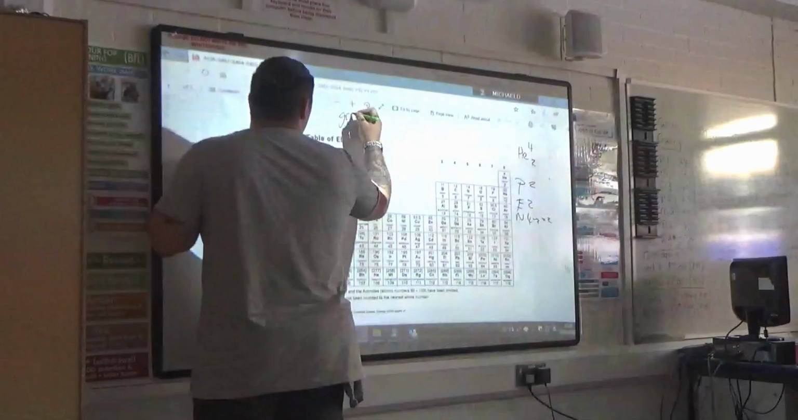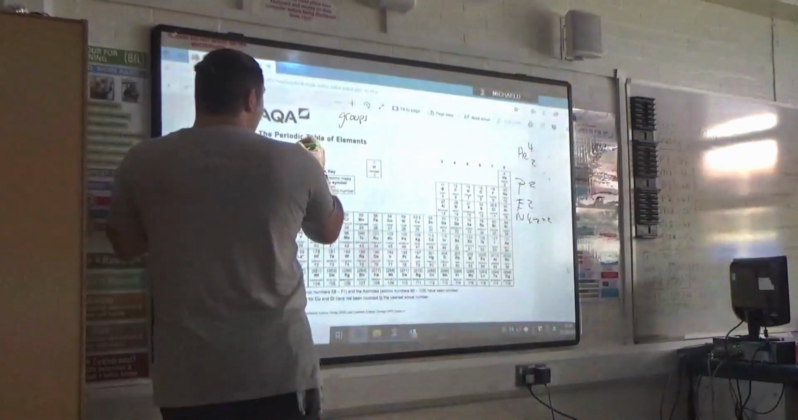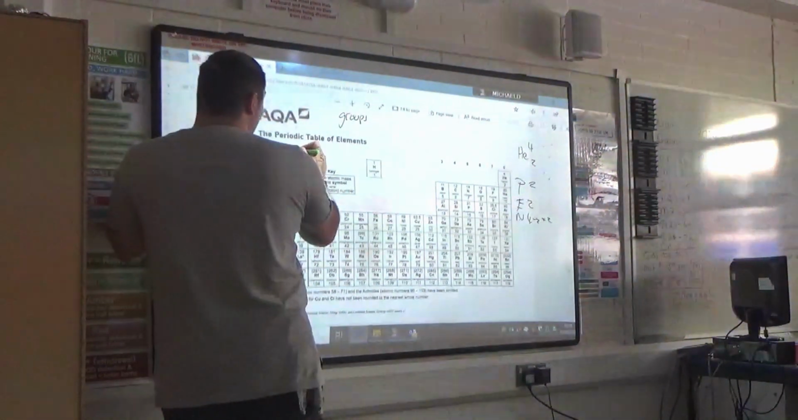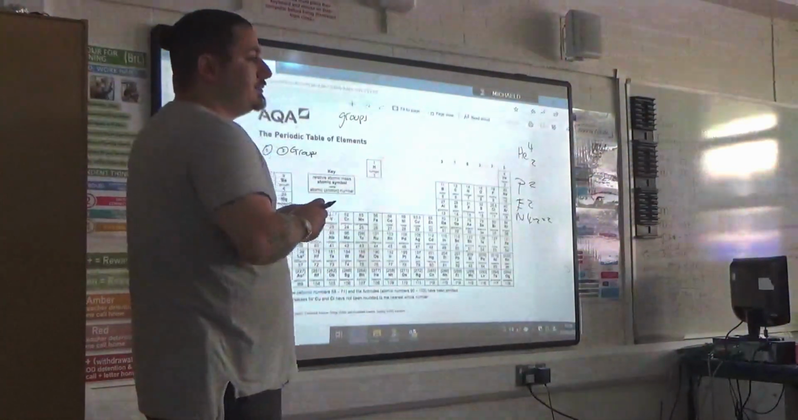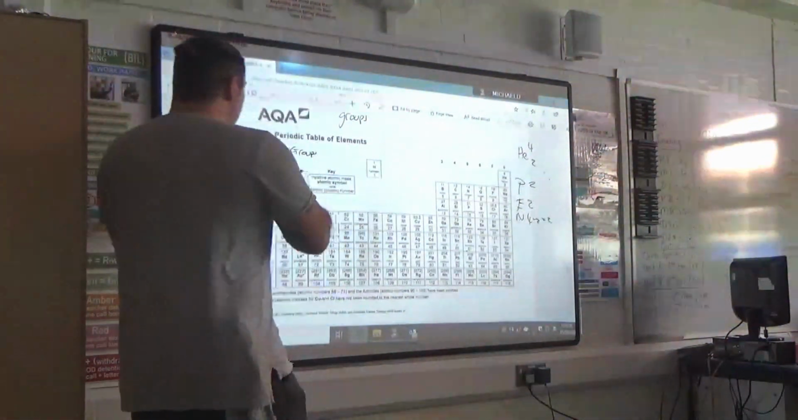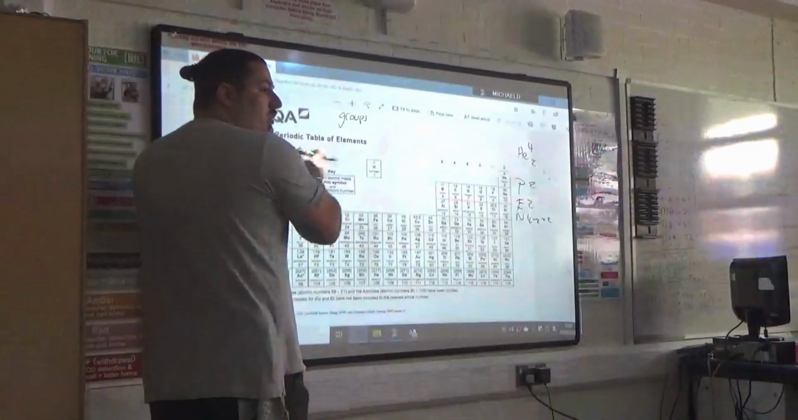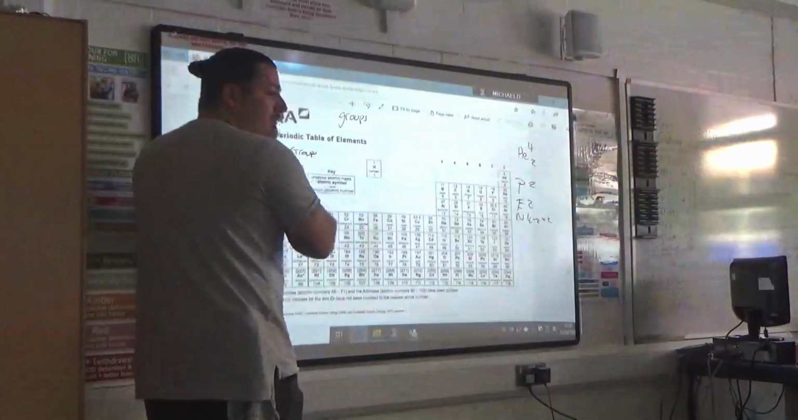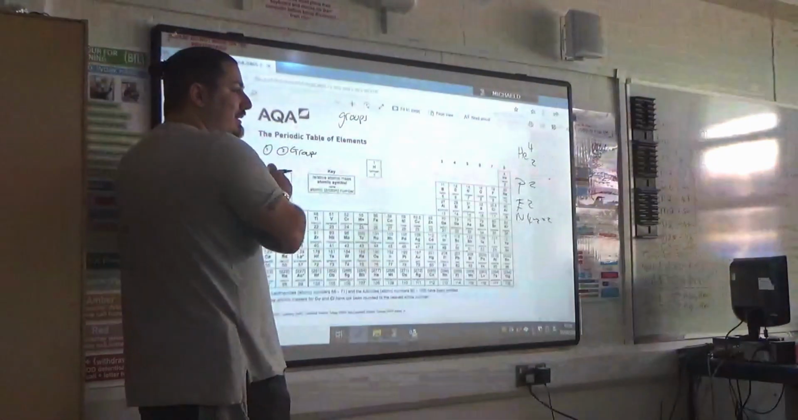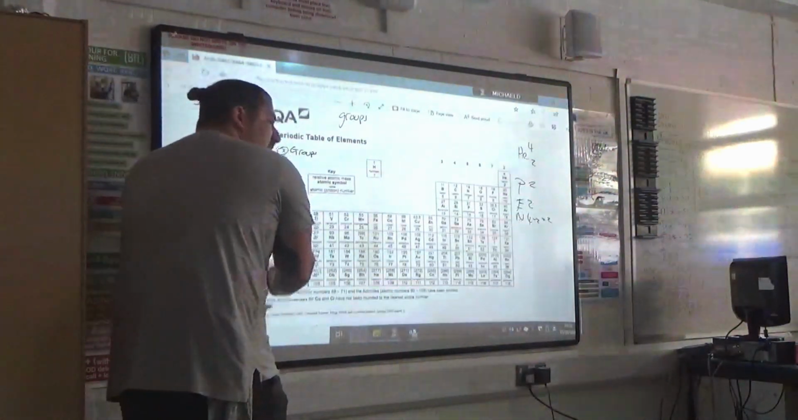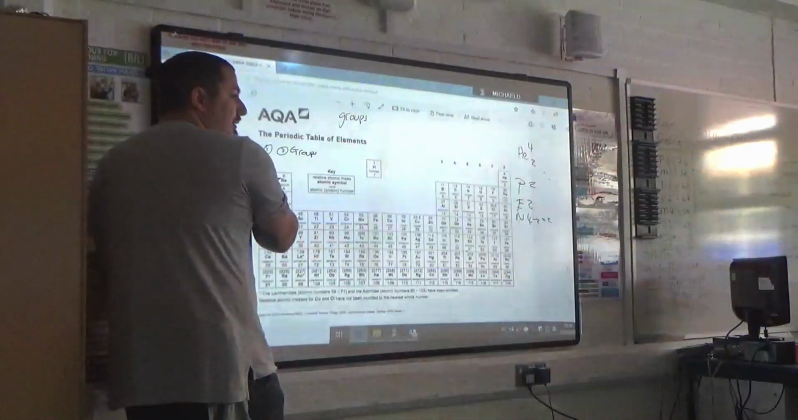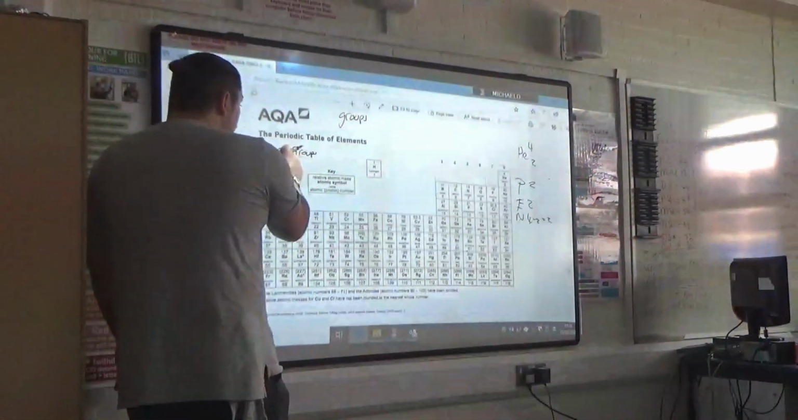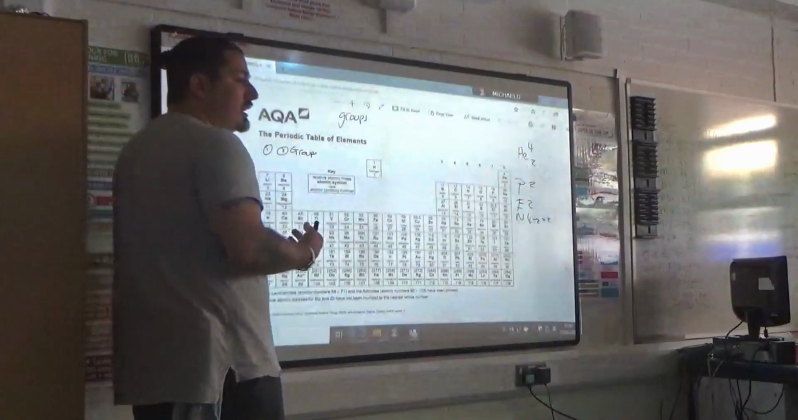Groups equal what? So if these are actually called groups, what is it actually telling us? Close. If we talk about groups going down, you've just done it. If I tell you how many electrons on the outer shell, how many are there? One. So this group tells us how many electrons on the outer shell.